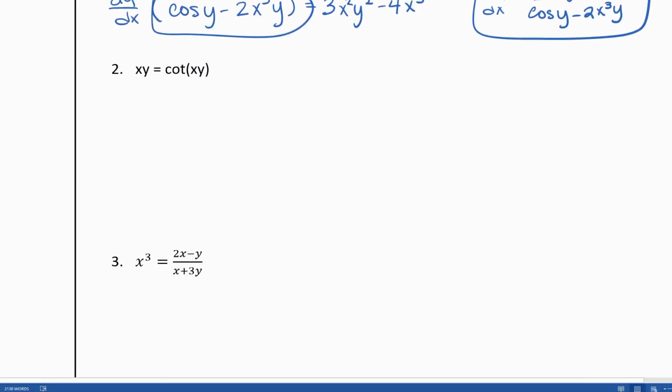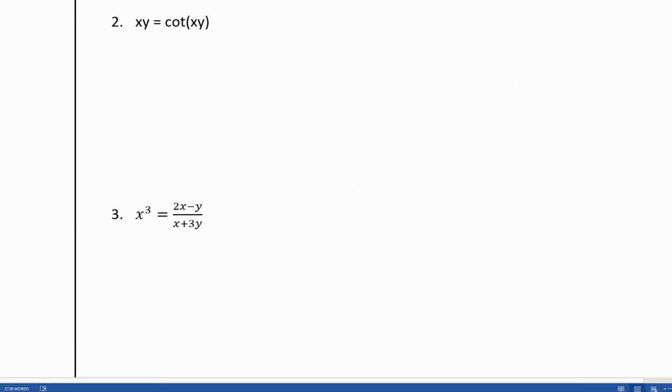Okay, let's do some more implicit differentiation. We have xy equals cotangent of xy, so we're going to take the derivative of xy using the product rule. We'll leave x alone, then the derivative of y is dy/dx, plus, now we'll take the derivative of x, which is just 1, and we'll leave y alone.